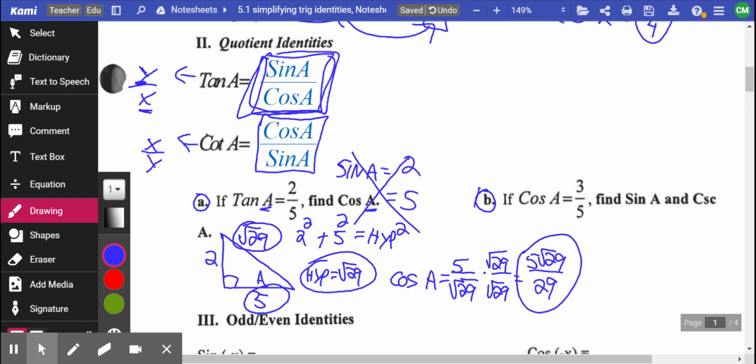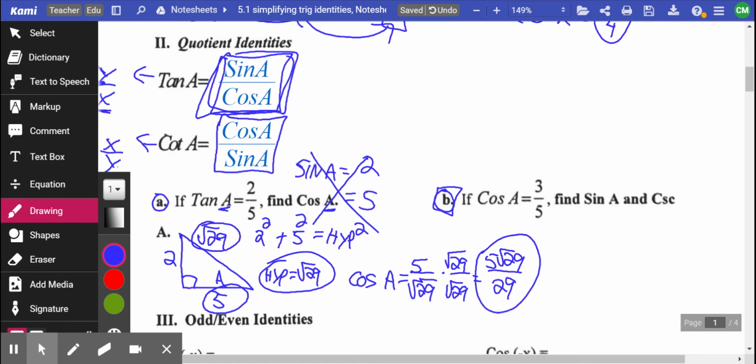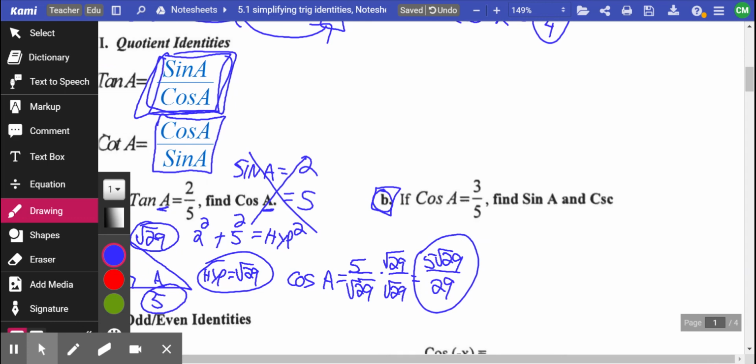Now, when we go to B, this actually is a lot easier because if you look at it, you have the 3 and the 5. This is going to be a 3, 4, 5 triangle. Let me see if I can slide this over. I'll put the work above it. So if I draw this triangle, let's say this is angle A. This is adjacent over hypotenuse. So the hypotenuse is 5, the adjacent side is 3. And you get a Pythagorean triple there, 3, 4, 5. So the opposite side is 4.